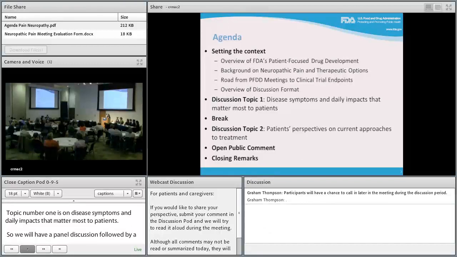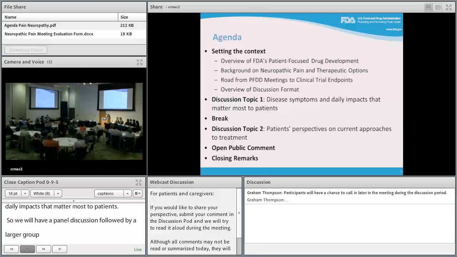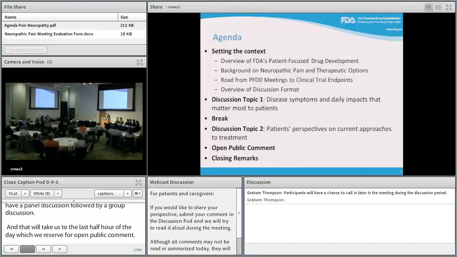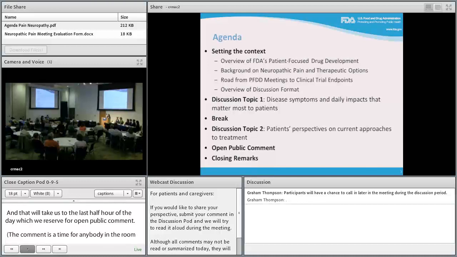and that'll take us to the last half hour of the day, which we reserve for open public comment. Open public comment is a time for anybody in the room, not just patients or caregivers, but others in the room to share some comments that come to mind. So we have a sign up for open public comment out on the registration desk. I believe we've already had several people sign up for it. We'll take sign up through break time, and we'll see how many people signed up and how much time each speaker will have. And then we'll wrap up the day with closing remarks from my FDA colleagues.